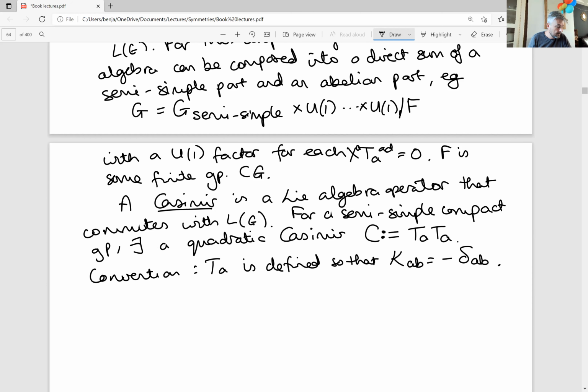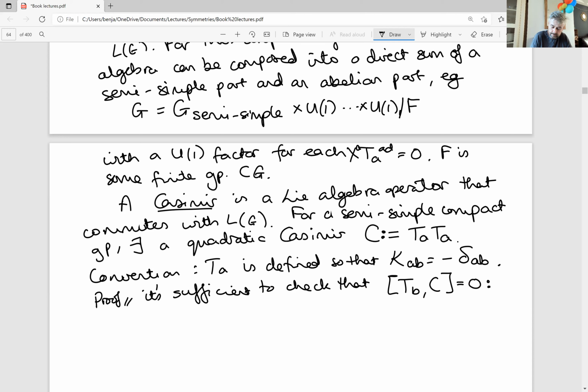Now, we must check that this operator that we've defined actually does commute with all elements of the Lie algebra, and it's sufficient to check that it commutes with any TB. So the Lie bracket of TB and C is equal to 0. Since then we can just multiply by some XB and we get the result.